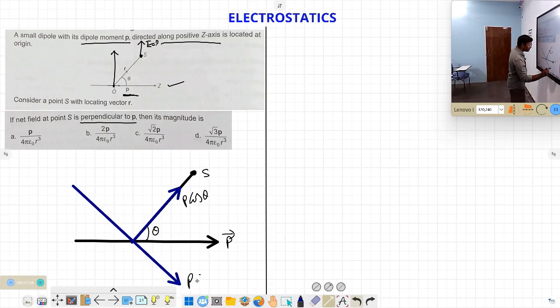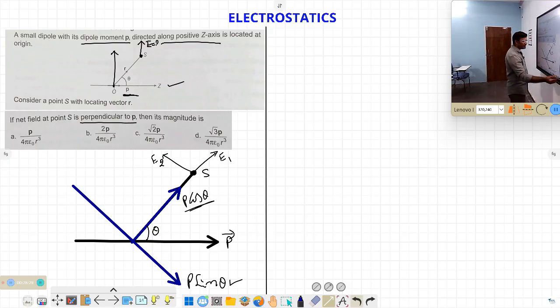That is nothing but P sin theta. Here, we already have an idea about this component. Due to this component, the electric field at this point will be in the same direction; take it as E1. Next, due to this P sin theta component, the electric field at this point will be in this direction. That is E2. So E1, E2 are the electric fields at that point.